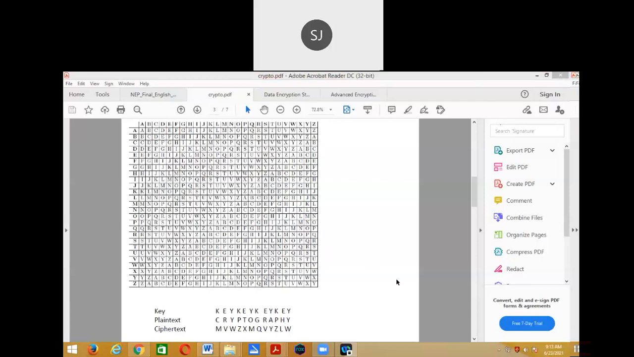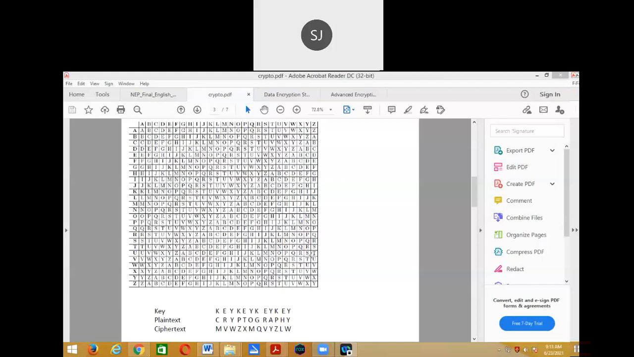Is it clear? So this is called a polyalphabetic cipher. Why is it called a polyalphabetic cipher? Because the same plain text letter may be replaced by different cipher letters in the ciphertext. Any doubts? So this is all about substitution cipher.